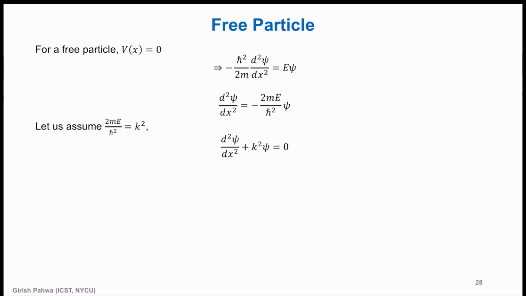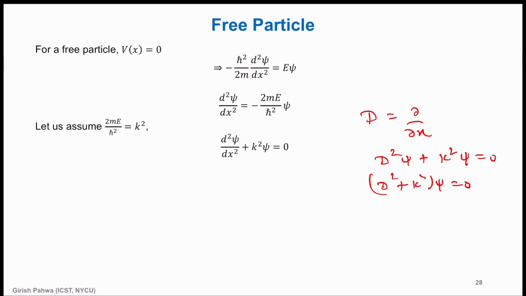Now, let me assume that the operator D denotes del by del x. So this will be basically D squared acting on psi plus k squared times psi equal to 0, right? If I assume that D denotes del by del x, then D squared will be del 2 by del x squared, correct? So let me take this psi here: D squared plus k squared, psi equal to 0.